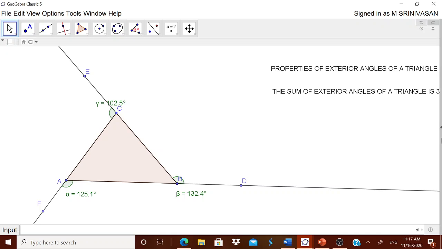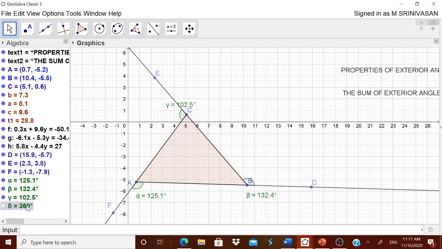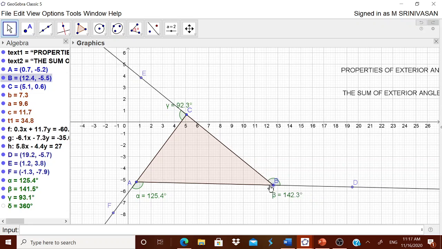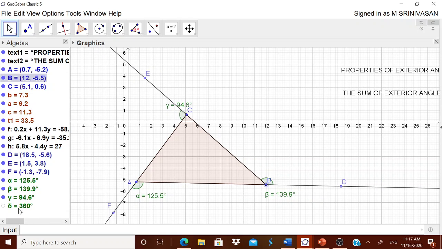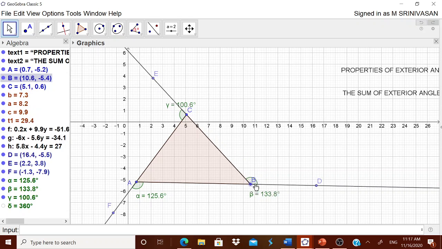Now that value is coming in the Algebra view. Go to the Graphics view, and you see it is 360 degrees. It is coming over here. Now you can pull and push, escape, pull and push. You see it is not changing. This 360 delta is not at all changing.